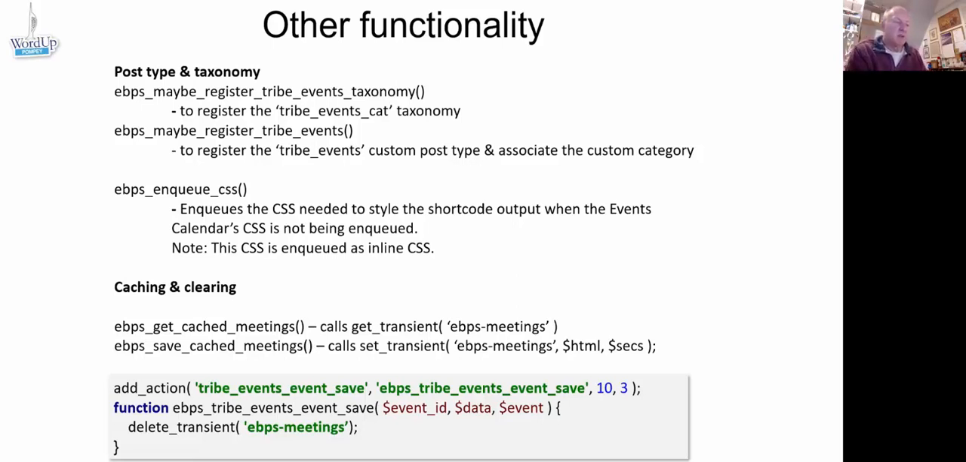And here we found a hook called tribe events event save, which is invoked whenever you are in the events calendar and you update an event. Because that is invoked, we can hook into that and we can tell it that what we've cached so far for the EPPS meetings shouldn't be saved anymore, and we can simply delete it. And by doing that, whenever the person next visits a page, it will say, I haven't got any cache data. I will therefore have to go and regenerate it.